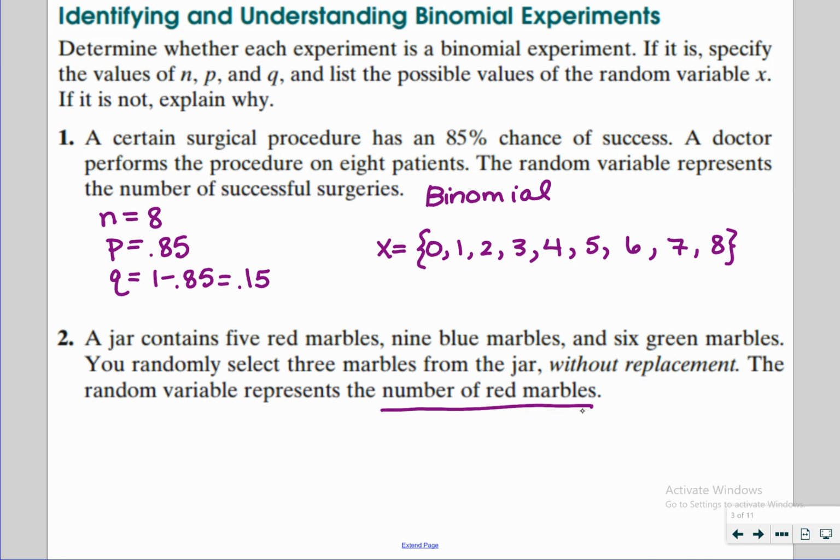The problem here is this. It says without replacement. So if I don't replace something, doesn't that change the probability on the next trial? So it's a dependent situation, and it has to be independent trials to be a binomial experiment. So this is not binomial because they are not replacing, because the probabilities change, because the trials are not independent of one another. Okay. Questions on recognizing a binomial experiment? Finding our variables. Okay, moving on.